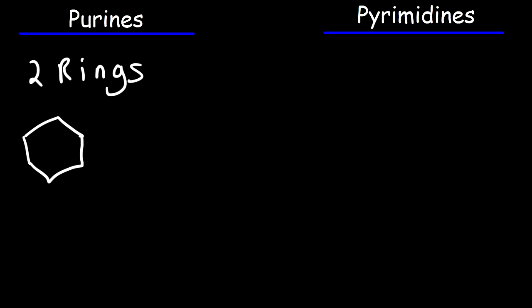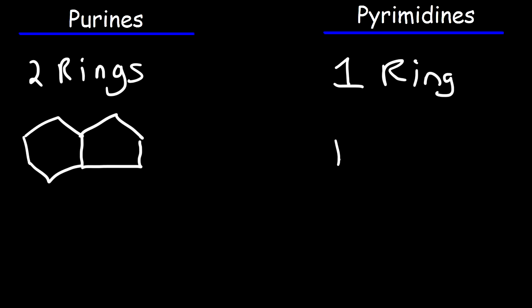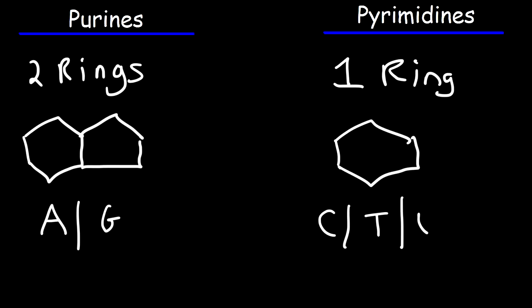Now the nitrogenous bases that we've been talking about can be divided into these two categories, purines and pyrimidines. Now the purines contain 2 rings. One of the rings is a 6-membered ring, and the other one is a 5-membered ring. Pyrimidines, on the other hand, contain only one ring, and it's a six-membered ring. Now, the purines that you need to be aware of are adenine and guanine. The pyrimidines include cytosine, thymine, and uracil.